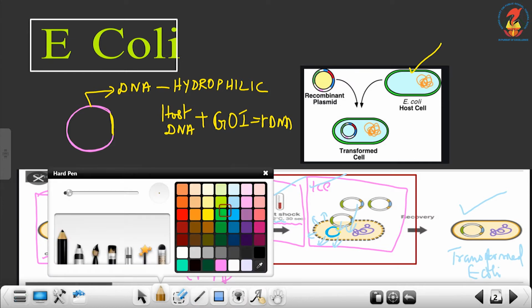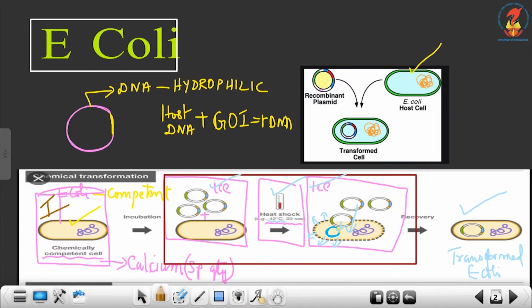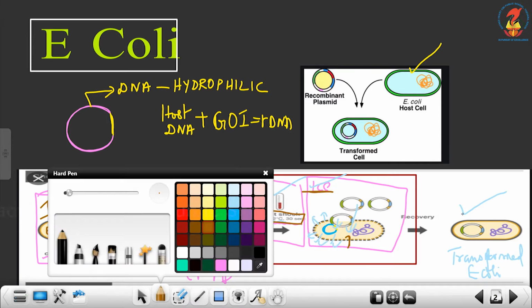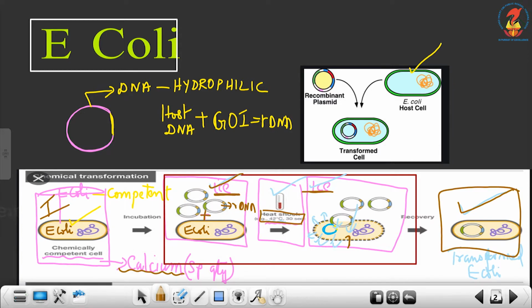Reiterating the steps, in the first step, what is done? The E. coli is treated with calcium, a specific quantity. Then second step, what is done? E. coli and the rDNA are both incubated on ice, use the word incubated. Then heat shock of 42 degrees Celsius and then back to ice. What happens? Pores are formed and then our rDNA gets in, it is incorporated inside the host. And finally, we get the transformed E. coli with the rDNA. Clear?